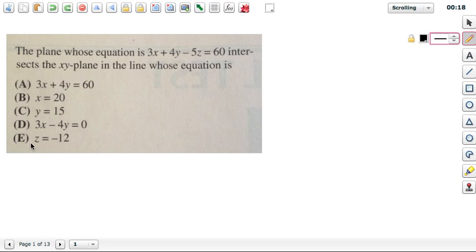So we want to reject E. We will reject B and C because we do want the y and the x plane. So 3x plus 4y is equal to 60 is in the xy plane, and 3x minus 4y equals 0 is in the xy plane too. We want to pick this one and not this because if it's intersecting, the equation has to match, minus the z. Moving on to the next question.